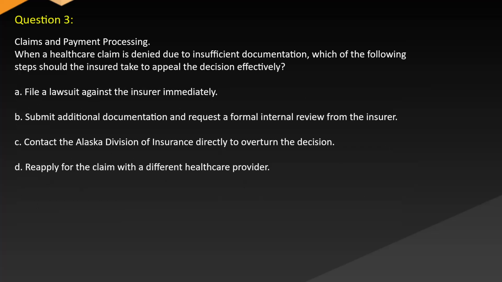Question 3. Claims and payment processing. When a healthcare claim is denied due to insufficient documentation, which of the following steps should the insured take to appeal the decision effectively? A. File a lawsuit against the insurer immediately. B. Submit additional documentation and request a formal internal review from the insurer.